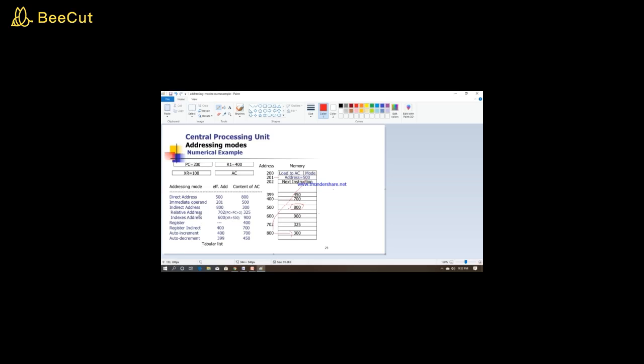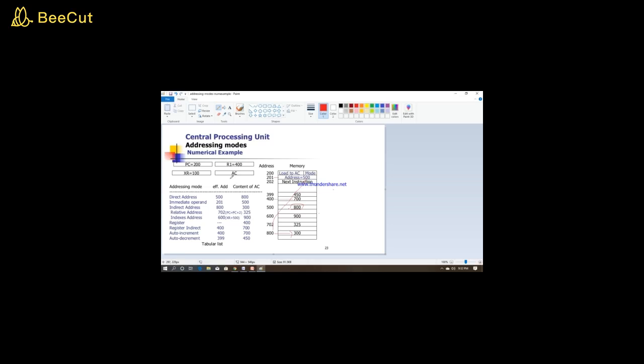So next one is the relative address, which is different. Here the PC value plus 2 will be there. What is the PC value here? 200 plus the address value is also added. Address value plus 2, so 500 plus 200 is 700, plus 2. 702 will be there. The second relative address is nothing but PC plus 2 plus the value.